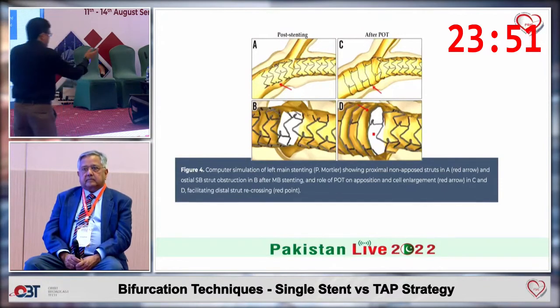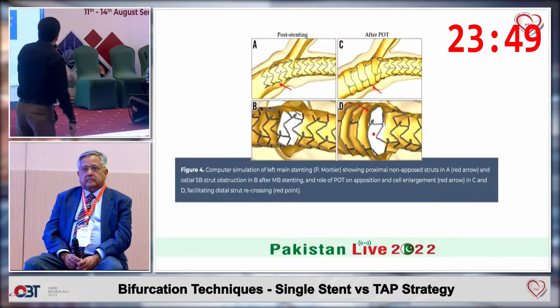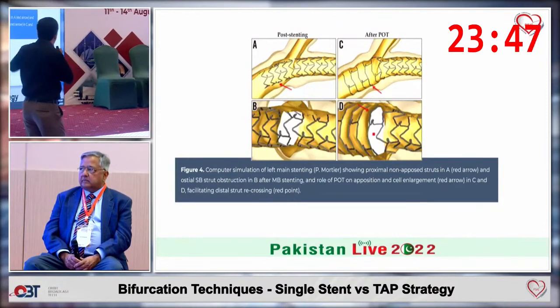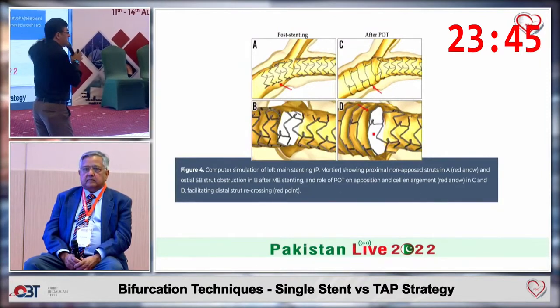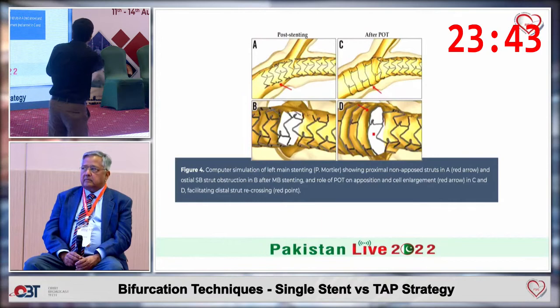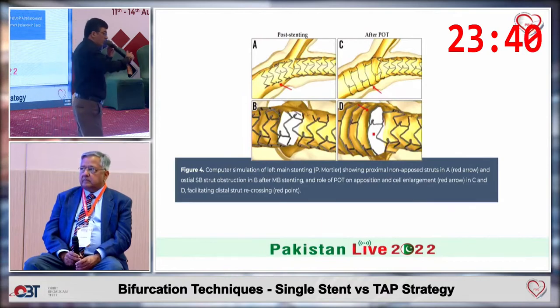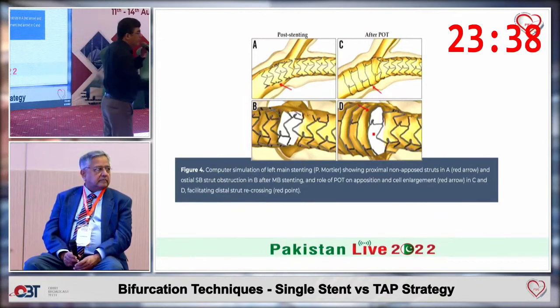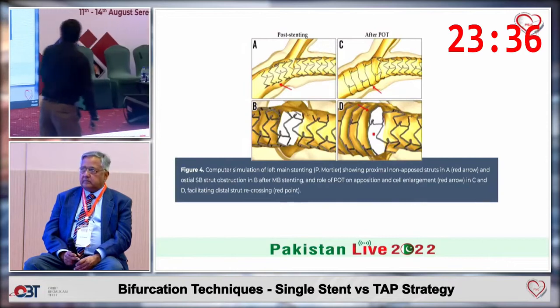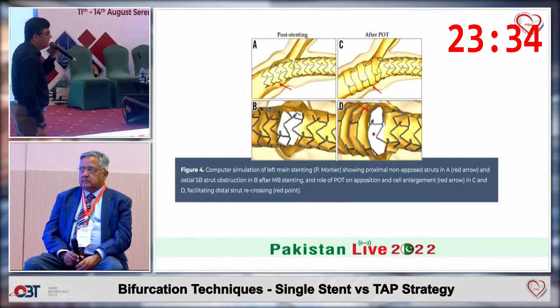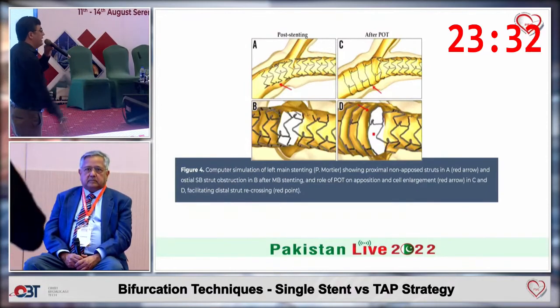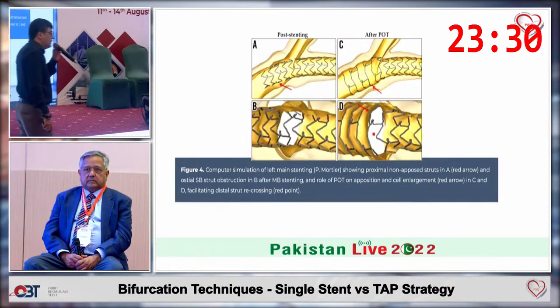And secondly, as we discussed earlier, the side branch POT also opens up the struts for easy re-entry into the side branch. You see in D, the struts are very much open now, and it's much easier for you to access the side branch compared to B, in which it's a bit crowded without a POT. So that is why doing a proximal optimization technique is very important.